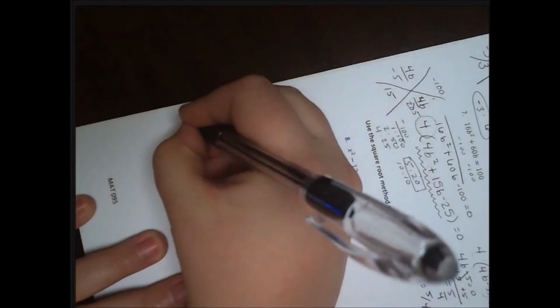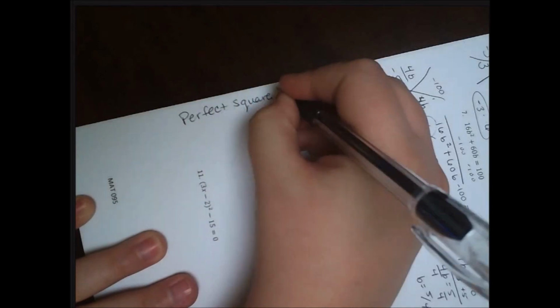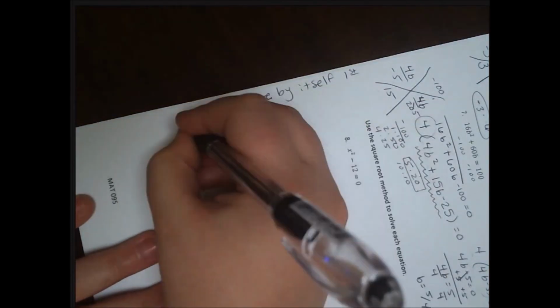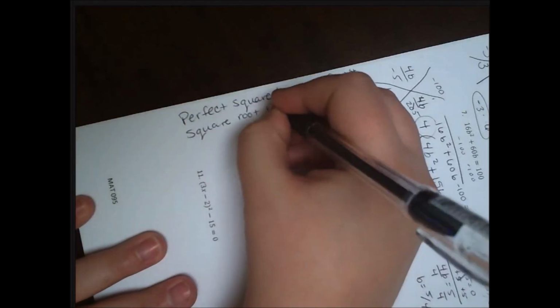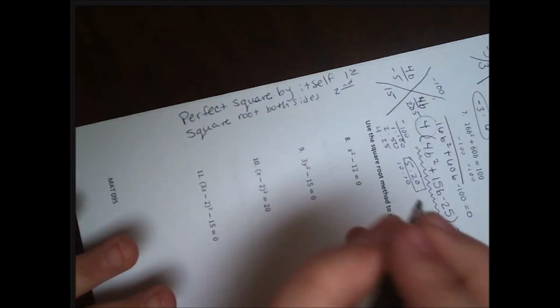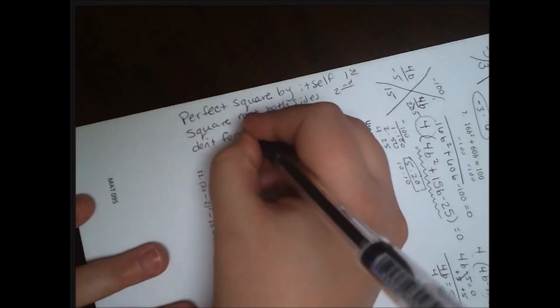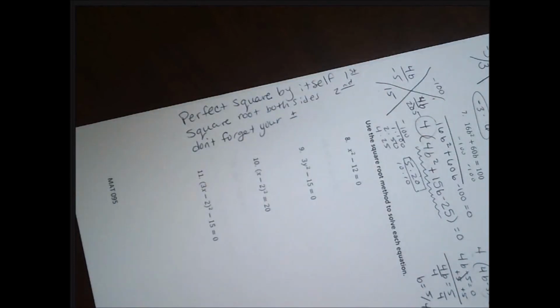All right, so let's write some notes here. So, perfect square by itself first. Then square root both sides. And then finally, don't forget your plus or minus. Okay?